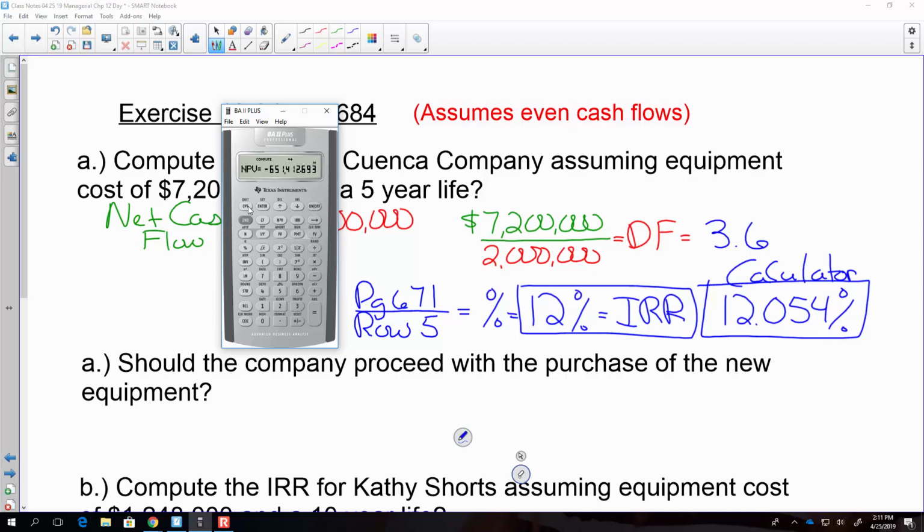So I'm going to write that over here. What number did we get? What is our net present value? It's a negative, right? It's a negative $651,413.